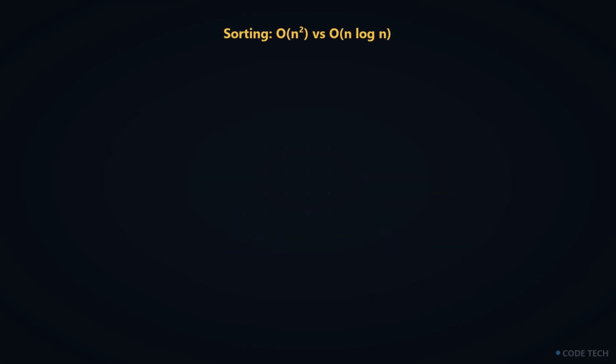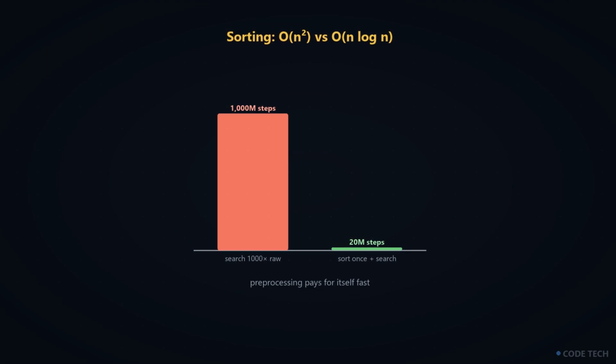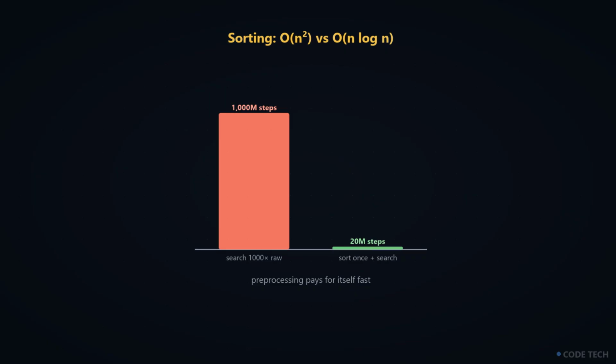A fair question. Binary search needs sorted data, but sorting costs n log n. Did we really win? Think in totals. Searching a million name list 1,000 times linearly, 1 billion steps.